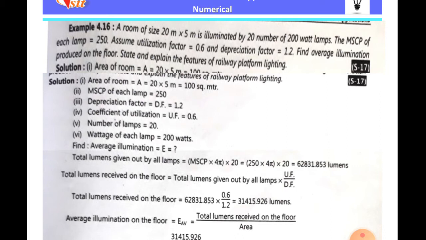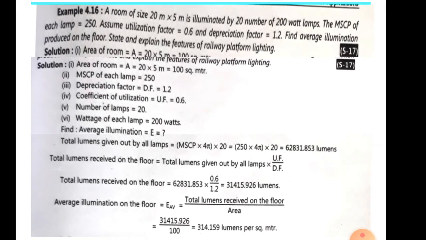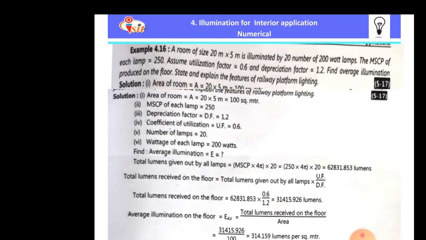Now to find the average illumination, we use the formula: total lumens received on the working plane or floor divided by total area. So the total lumens on the working floor, 31,415.926, divided by 100, the area of that room, gives 314.15 lumens per square meter. So this is the answer.